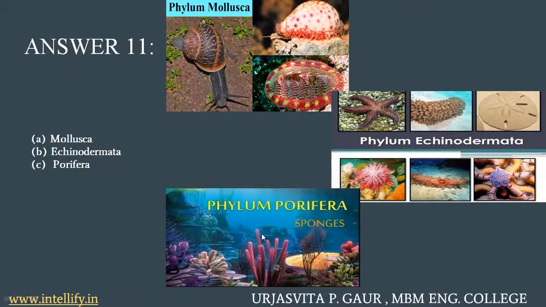And these are some creative representations of the examples of these classes, like the snail here, and these belong to the phylum of mollusks. And then you have phylum Echinodermata, in which you have starfish and other creatures which have tubules. And then you have phylum Porifera of sponges.